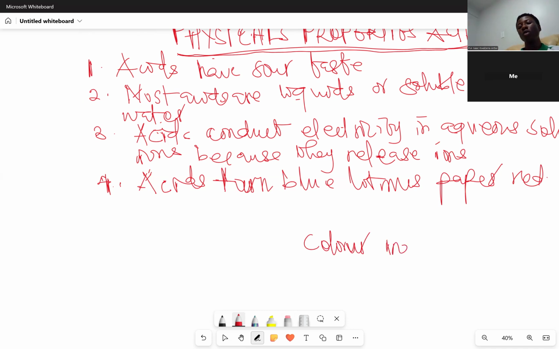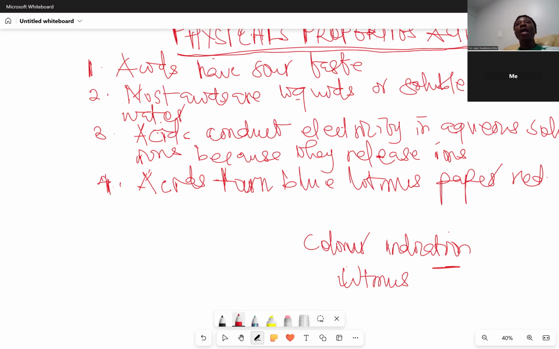I believe you all know litmus. Litmus is an indicator that is used to test the presence of an acid or a base or a salt in a solution. It's called litmus. We have different colors of litmus paper. We have red and blue litmus paper.